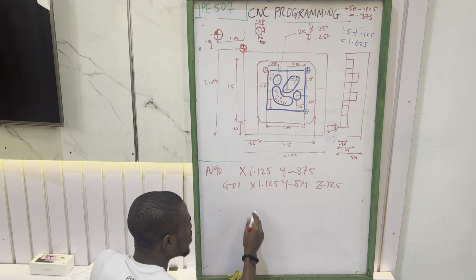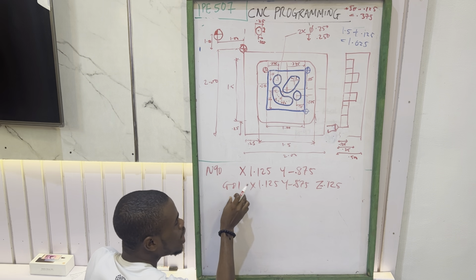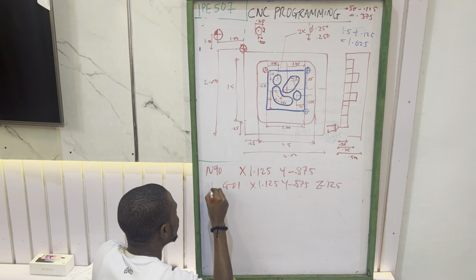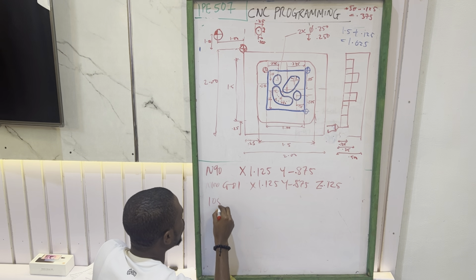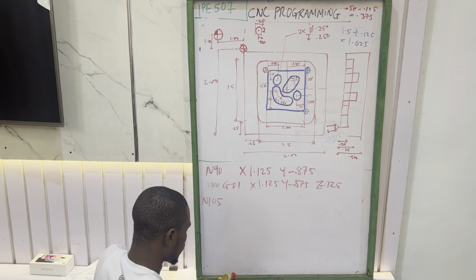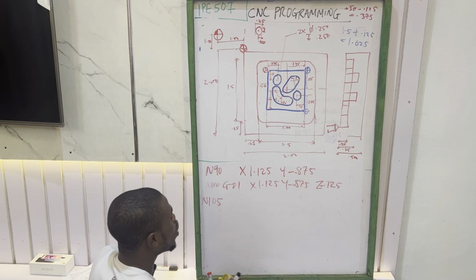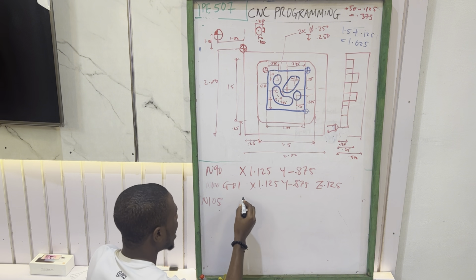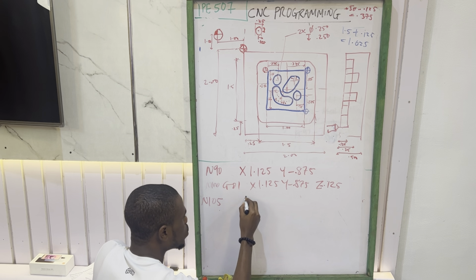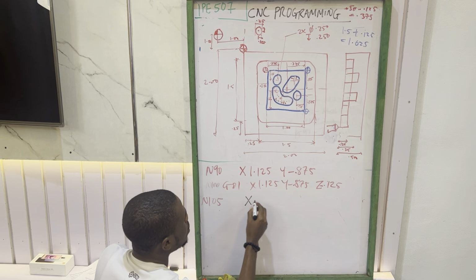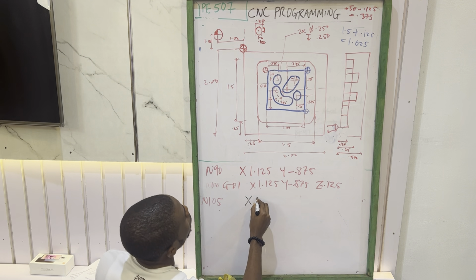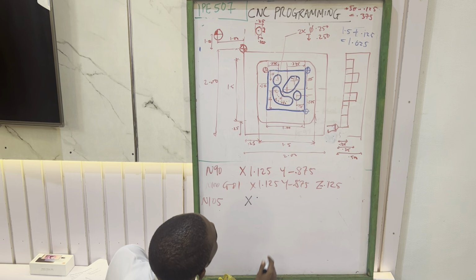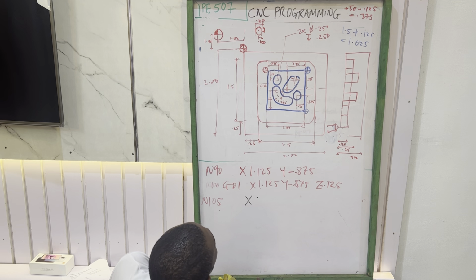So let me write so that you will not be confused. We're not taking it out. We are still in the same place. So this is our N100. This is our N105. So still on G01, you may want to write your G01 or just leave it like that without taking it out. That will be on your X axis. That's point.